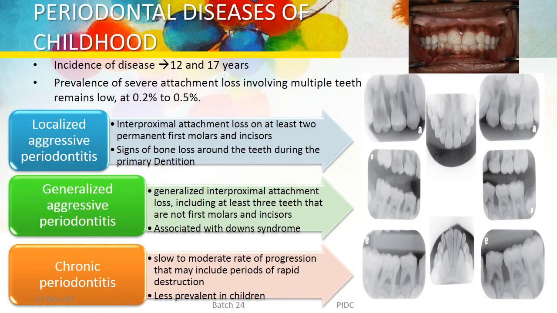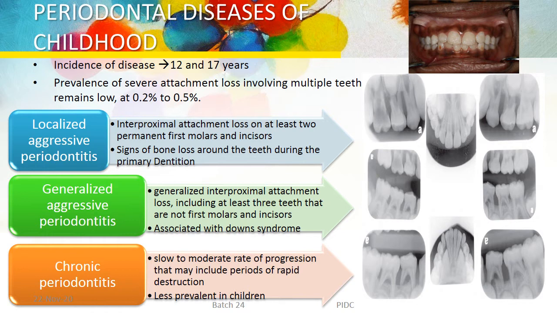Next, coming on to periodontal diseases of the childhood. So the incidence is around 12 to 17 years of age, and the prevalence of severe attachment loss involving multiple teeth remains low, at a rate of 0.2 to 0.5 percent.